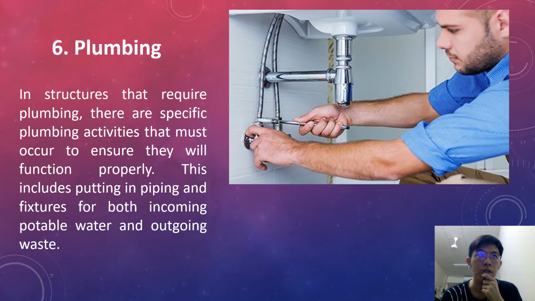And number 6 is plumbing. In structures that require plumbing, there are specific plumbing activities that must occur to ensure they will function properly. This includes putting in piping and fixtures for both incoming potable water and outgoing water.